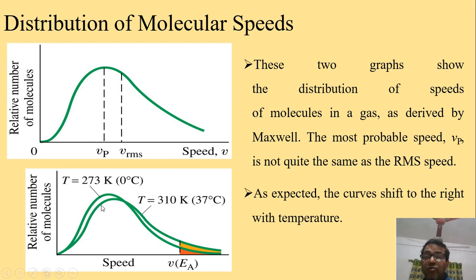You see that at 273 K, that means 0 degree centigrade, and after that if we take 37 degree centigrade, there is a shift of the most probable velocity. So it will change. That means the most probable speed, the average speed and the root mean square speed are all related to the square root of the temperature. So there is a certain change you can observe from here. That is the relative number of molecules. So the curve shifts to the right with the temperature.